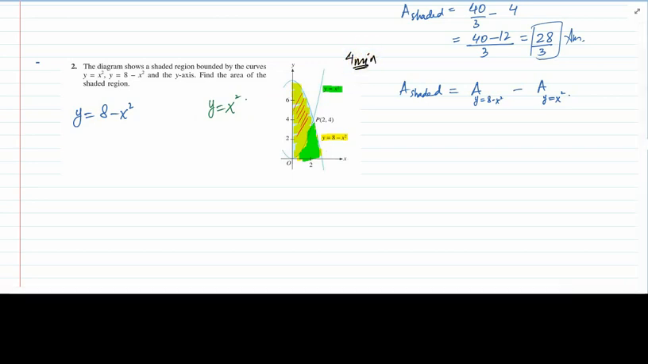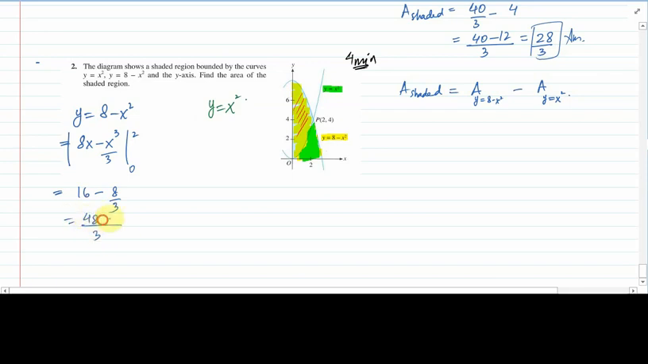Alright, when you integrate it, it will be 8x minus x cubed divided by 3. The limits we have are from 0 to 2. So it's 8 twos are 16, minus 2 cubed is 8, divided by 3. LCM 3: 48 minus 8, it's 40 divided by 3. That is my area of y equals 8 minus x squared.